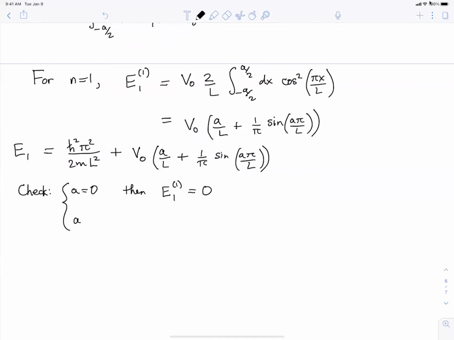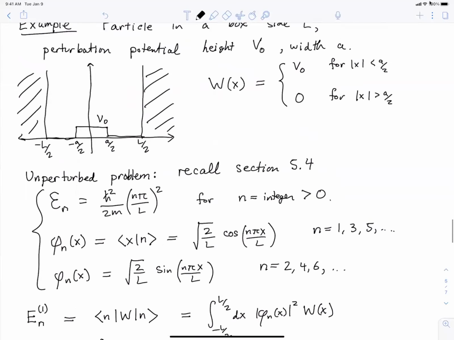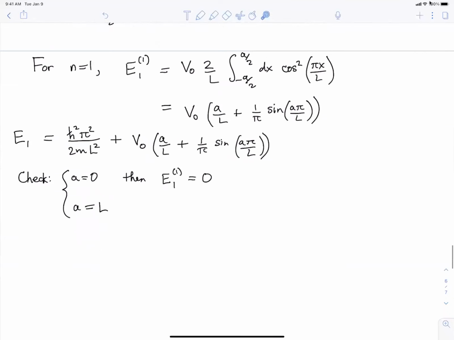Another limit you can plug in is, what if a was equal to L? If a was equal to L, and we go back to our potential up here, that just means we're adding in a bump that actually covers the whole thing. And so we've just shifted our energy up by V0. And sure enough, if we look at this expression, if we plug in a equals L, the sine is going to be sine of pi, which is 0, and this is going to be 1. And so in that case, sure enough, E1 of 1 is equal to V0. We just shifted the energy up by an exact amount V0.